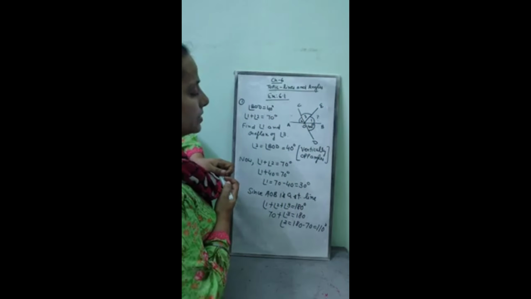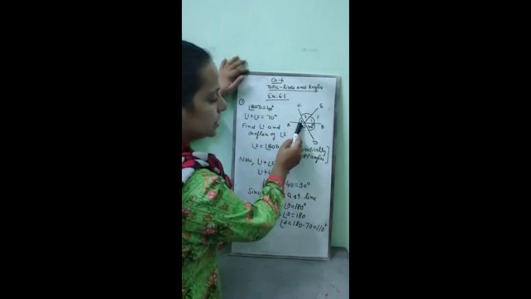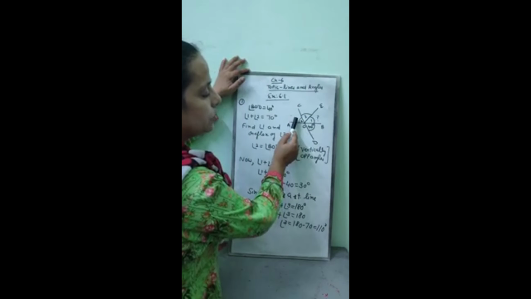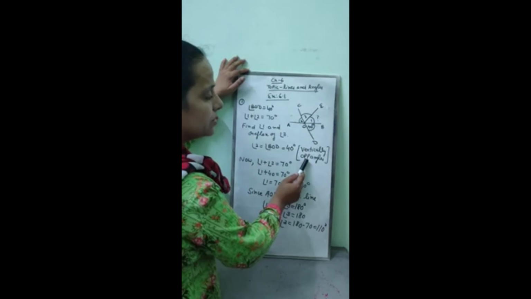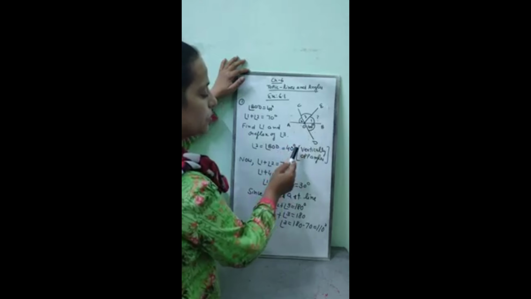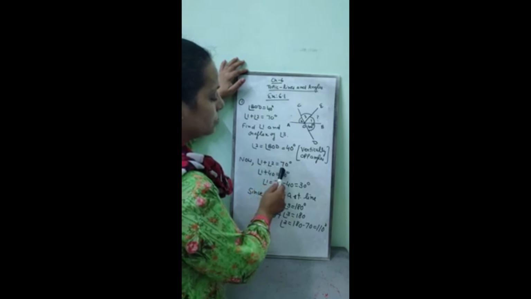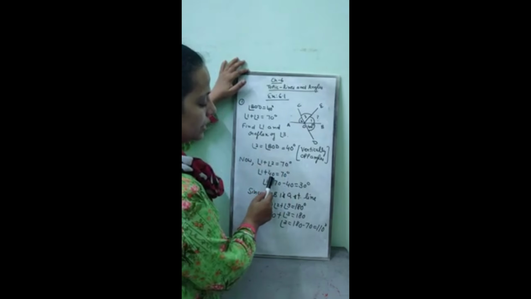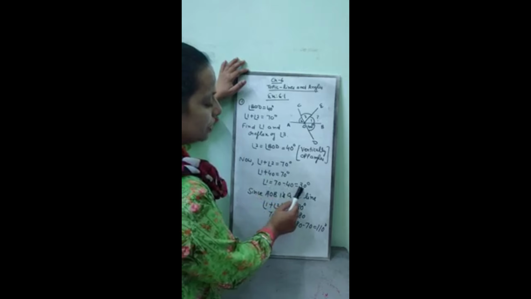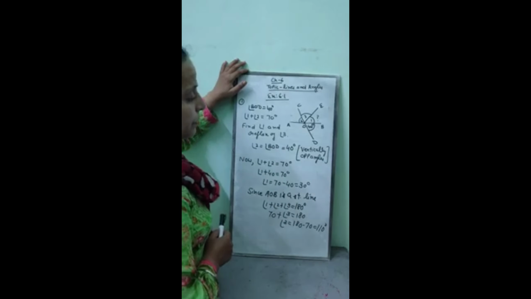So how we will start the sum? Firstly, see, AB and CD intersect each other at O. So angle 2 will be equal to angle BOD. These two are vertically opposite angles. So angle 2 will be equal to 40 degree. Clear? Now angle 1 plus 2 is 70 degree. So put the value of angle 2, that is 40 degree. We will get angle 1 is equal to 30 degree. Angle 1 is 30 degree.